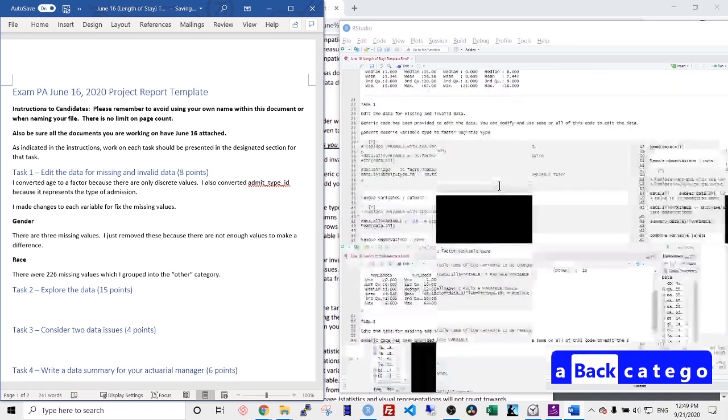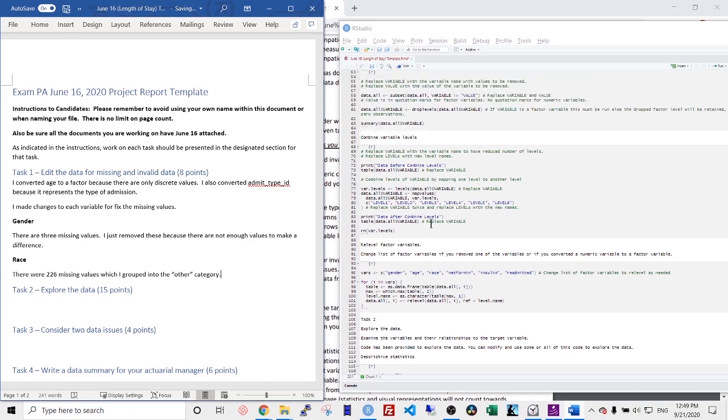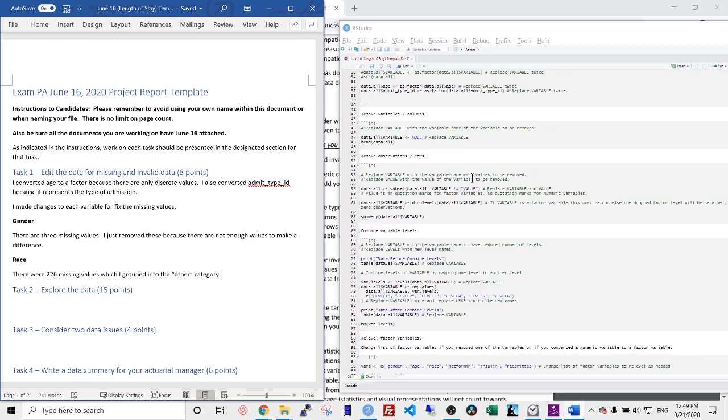So how would you do that? Let's look at the code that they give to us. And they say re-level factor variables, explore the data. Here it is. Replace variable with the variable name, values to be removed. So this is calling the subset function. So it's removing variables which have a specific value. And this is dropping the levels.